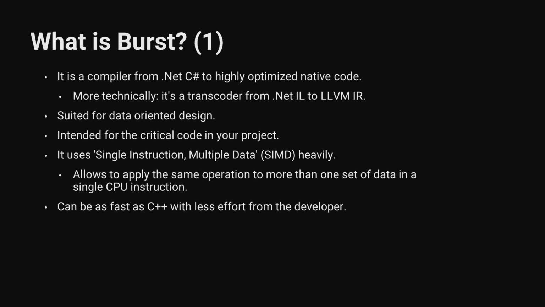Yeah. So Burst is a compiler that takes your C# code and converts it into highly optimized native code. But if you want to see it more technically, it's a transcoder from .NET Intermediate Language, IL, to LLVM Intermediate Representation. So your C# code is always transformed to IL, because C# is for humans, human readable code, right? Yes. And this IL is a version of your code in C#, but written in a way that is much better for the compiler.